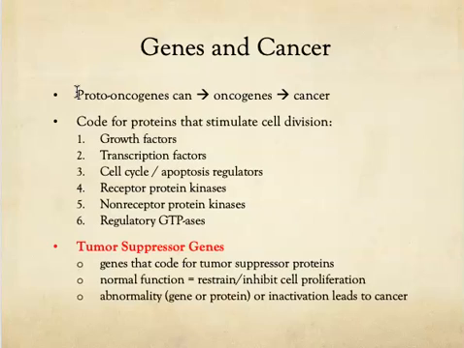Now, when an abnormality occurs in one of these genes, or an abnormality occurs in one of the proteins produced by these genes, essentially what ends up happening is you lose that inhibitory effect, and that makes it easier for cancers to develop.